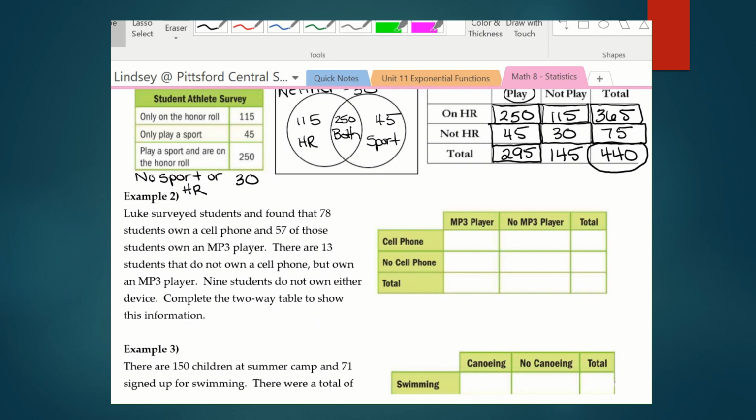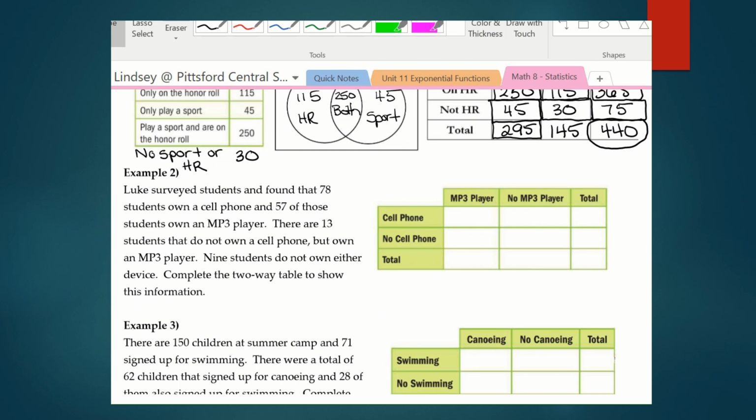All right. Let's go ahead and try and do this, and we're going to do it a little bit quicker here. So in example 2, Luke surveyed students and found that 78 students own a cell phone. Let's look at our table for a second. Cell phone goes across the row. We know that 78 students total own a cell phone. Right now we know nothing about them owning MP3 players. We just know that there is a total of 78 students that own a cell phone. That's all we know so far.